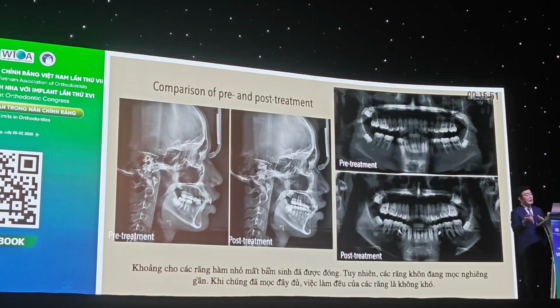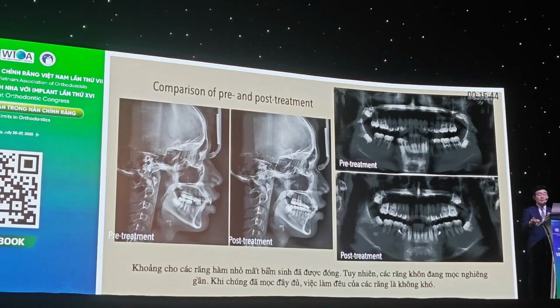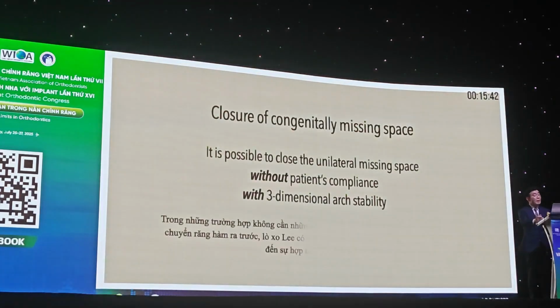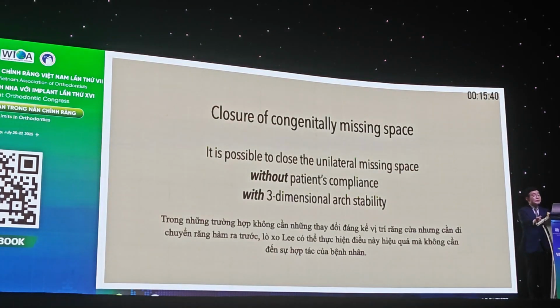Unfortunately, the third molars are erupting with a major inclination. Once they have erupted sufficiently, improving the alignment of the teeth is not difficult. In scenarios where significant change to the position of the incisors is unnecessary, but forward movement of the molars is required, the wrist spring enables such movement without demanding patient cooperation.